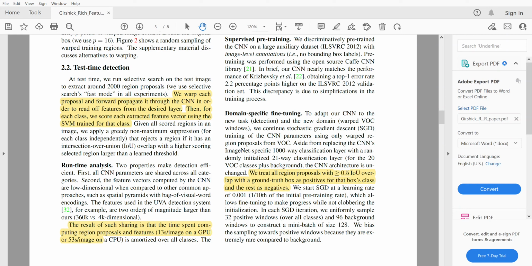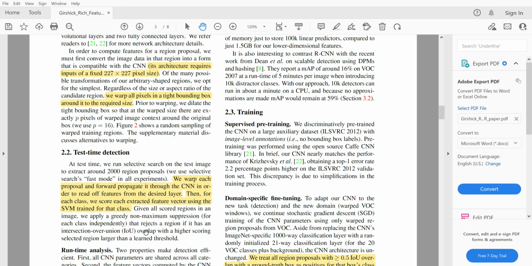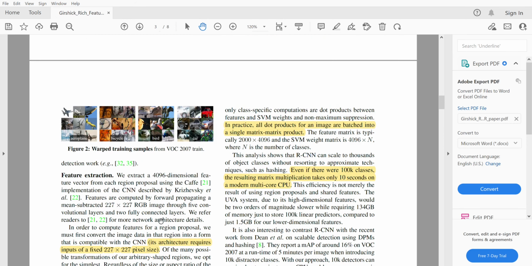Right, some runtime analysis. Result of sharing: the time spent computing region proposals and features took about 13 seconds per image on a GPU and 53 seconds per image on a CPU. The rest is all about the classes. Computing a linear classifier on proposals and features takes only 1.3 seconds on the CPU. Specifically, dot products of features with SVM weights. In practice, all dot products for an image are batched into a single matrix product.